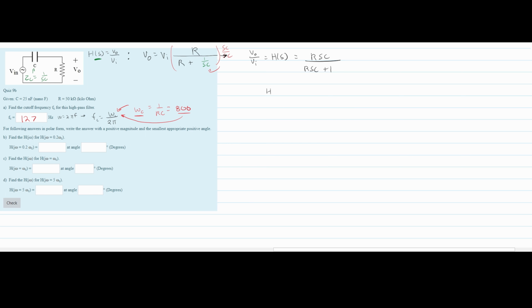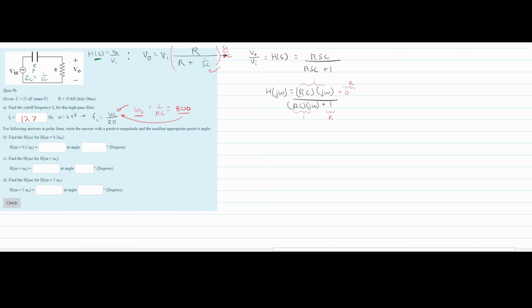Now we can substitute a j omega in for our s, and this is going to give us r times c times j omega, all divided by r times c times j omega plus 1. And so essentially we have our real number right here. I'll just call this real. And then we have an imaginary number right here. And then we just have an imaginary number here. And then we can say plus 0 is our real number here. Now we don't need to solve for this specifically yet. We just need this general equation.